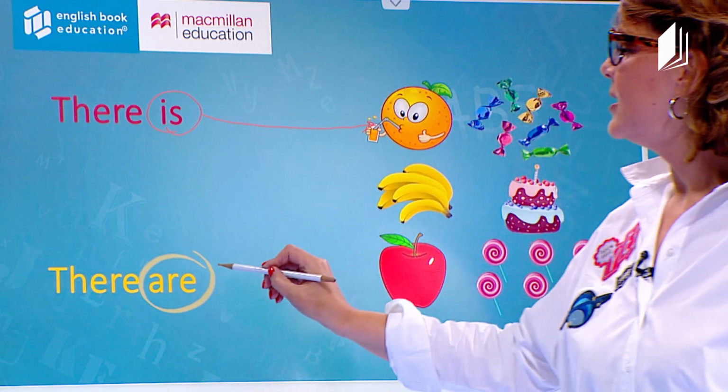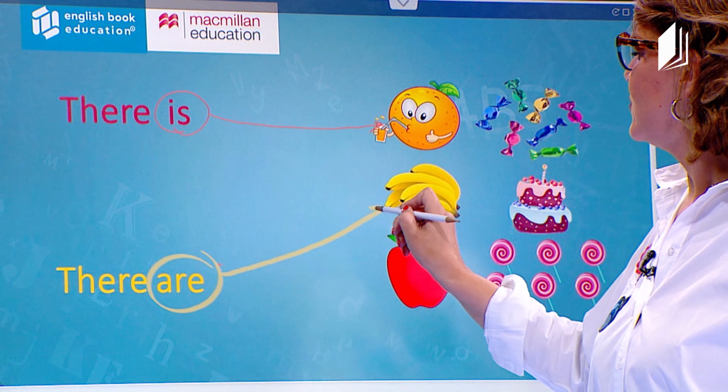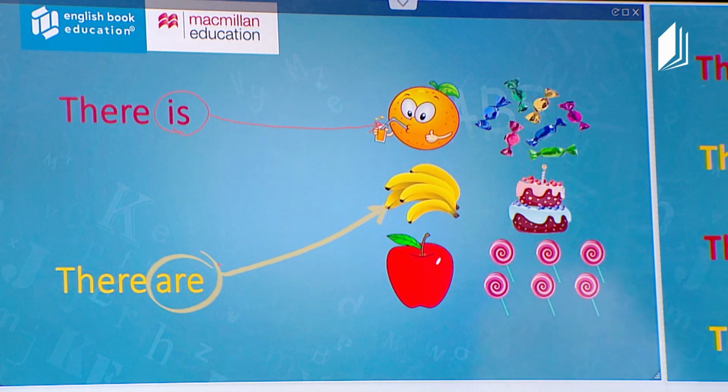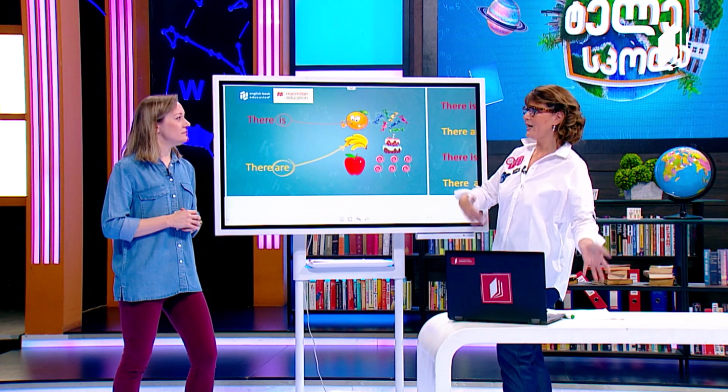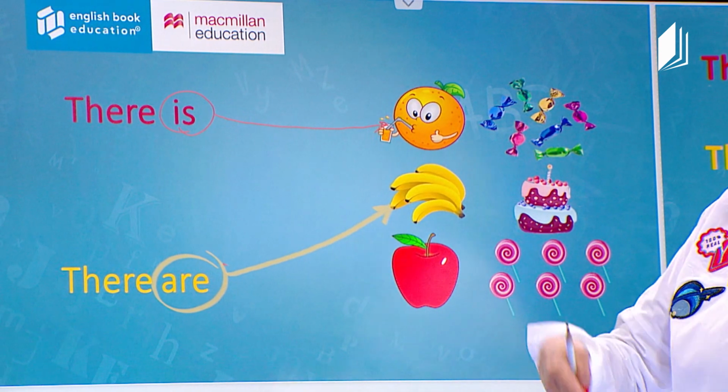That's right. There are, so I will match it with yellow color. There are 5 bananas on the table, for example, or there are 5 bananas on the plate, or there are 5 bananas in the basket. But there is 1 apple on the plate or on the table.